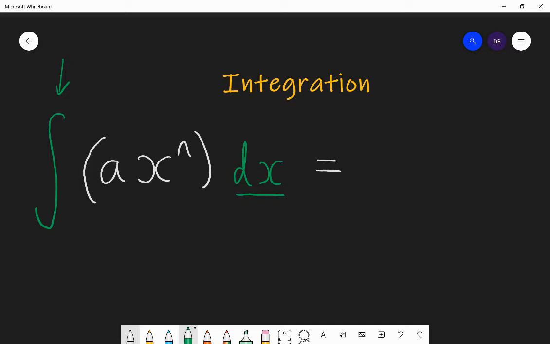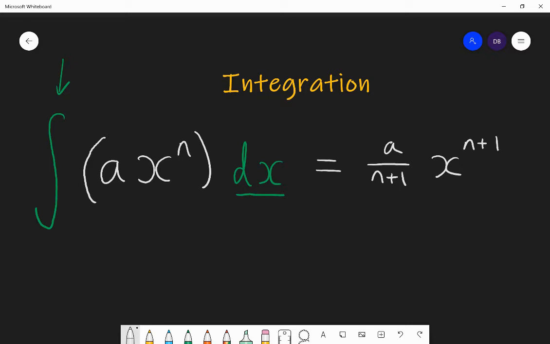So if I use this process of increasing the power by 1 and then dividing by the new power, think of what you're going to get. If x has a power of n, and I increase that power by 1, I get x to the power of n plus 1. And then if I divide by that n plus 1, I can write a times x to the power of n plus 1 all divided by n plus 1, or I could write the a over n plus 1 in front.